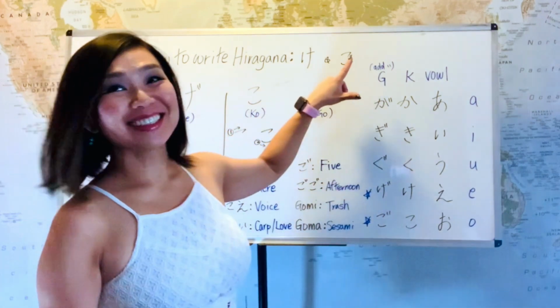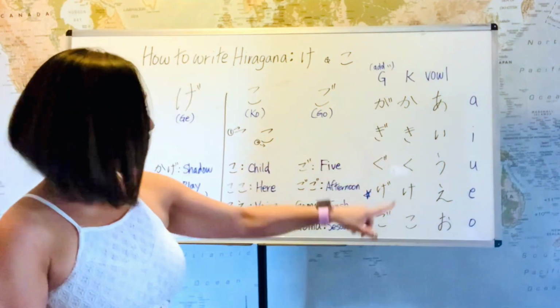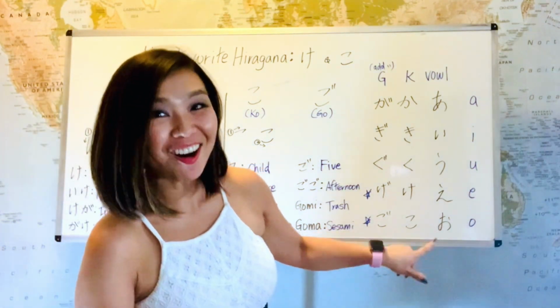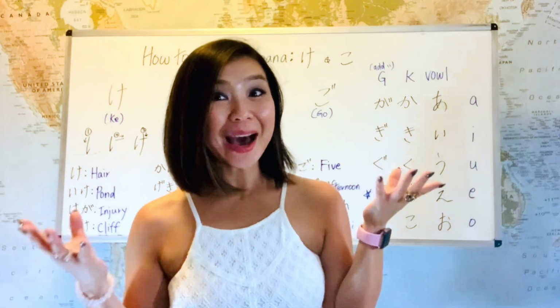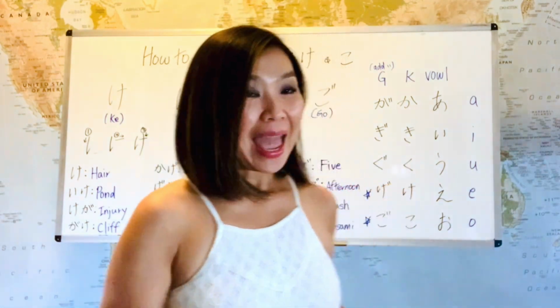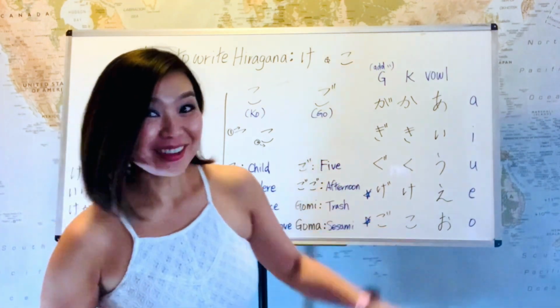Okay. So the last of the K line, that is ko. Ko is super easy because it's almost like a smiley face, right? And of course, turning I becomes ko.